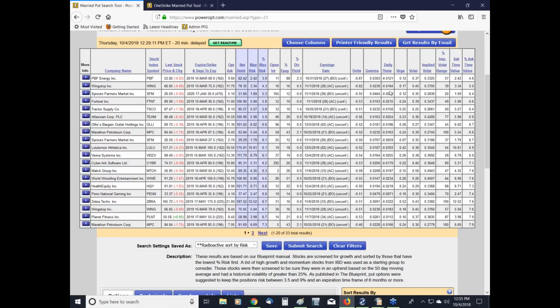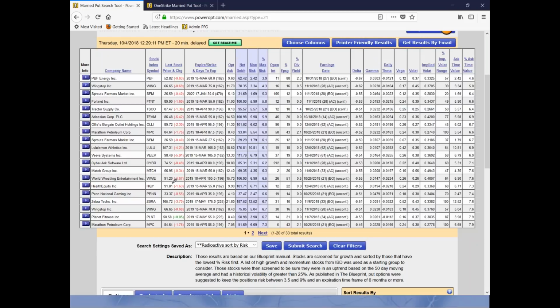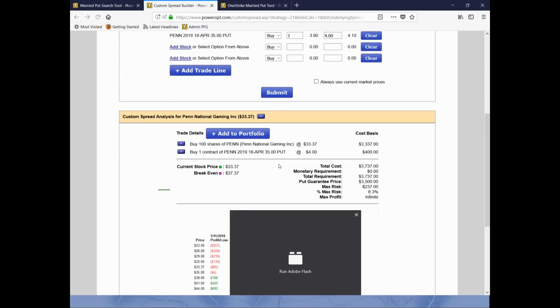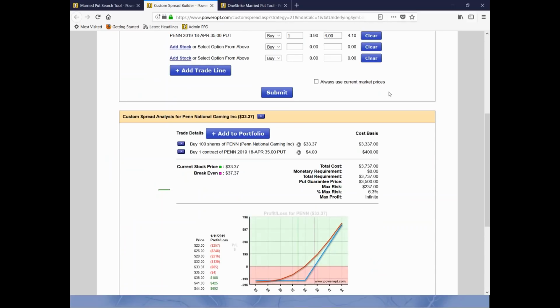I want you to notice something too, by the way. Let's just look at Penn real quick. I'm going to look at the profit and loss chart for Penn. The stock, folks, today is at 33.37. Midpoint for that April 35 put is $4. What did I get it at on Tuesday? Bought the stock at 33. Bought that same April 35 put for $4.20.